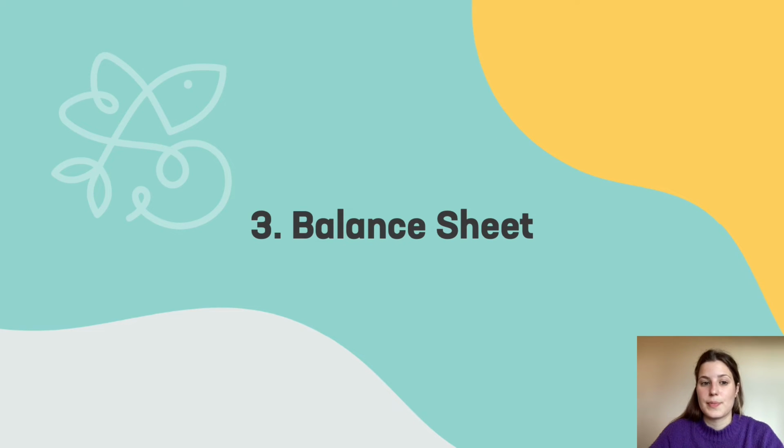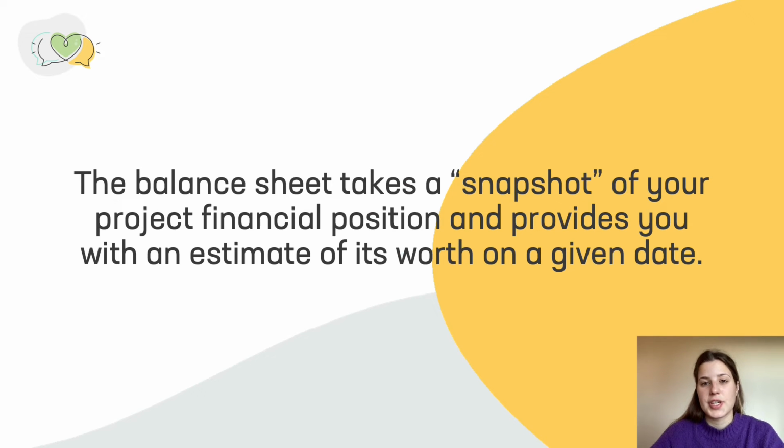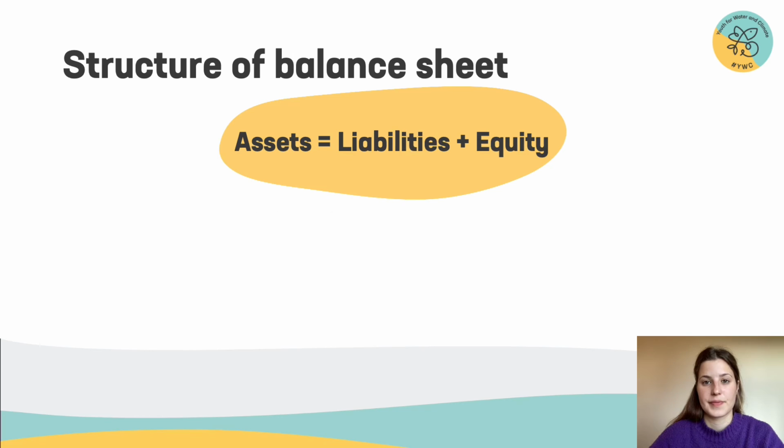Let's finally move on to balance sheet. The balance sheet provides a sort of snapshot of your project's financial position and provides you with an estimate of what it's worth on a specific given date. This is the basic structure of a balance sheet. Assets equals liabilities and equity.